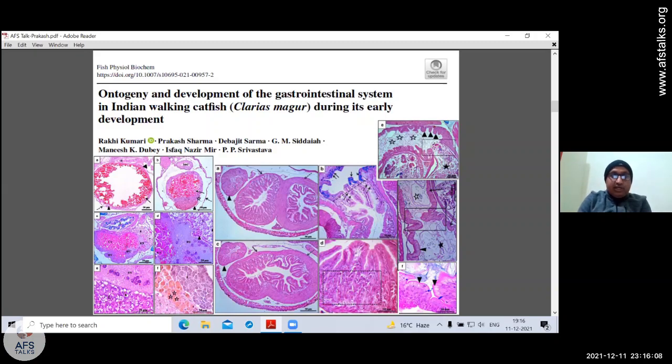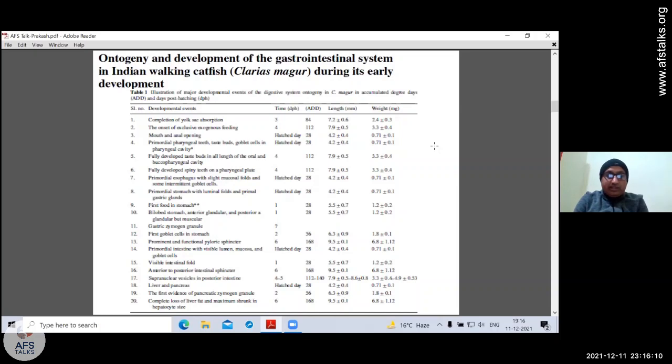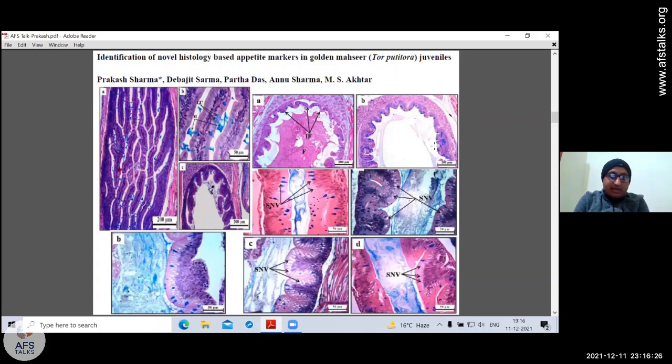And then eventually, out of 8 in the previous one, in this work we could enlist around 20 histology developmental biomarkers. And then eventually we are thinking of bringing some interesting quantitative biomarkers as well in our coming work on the ontogeny. So we are working on the ontogeny of the rainbow trout in response to temperature. We'll be bringing this story very shortly.